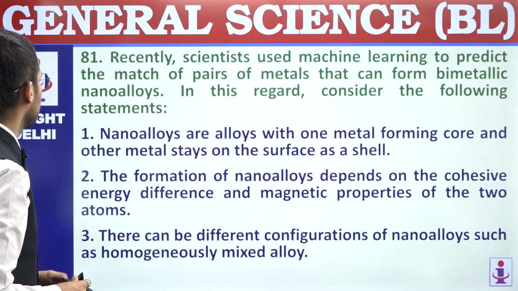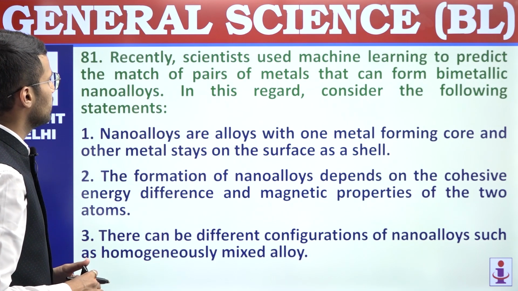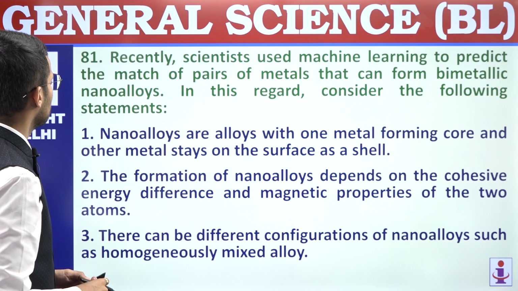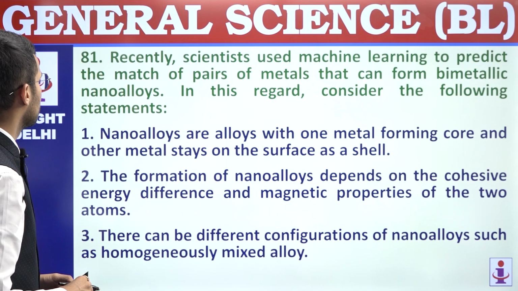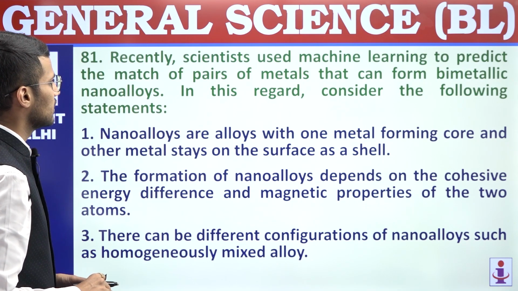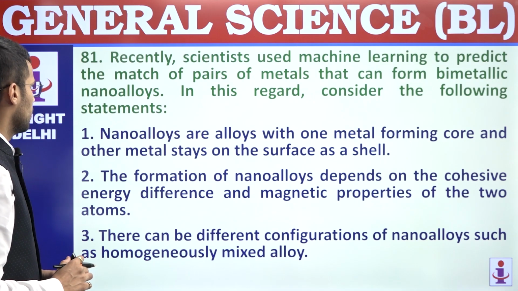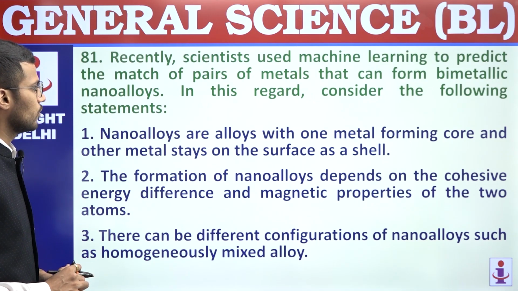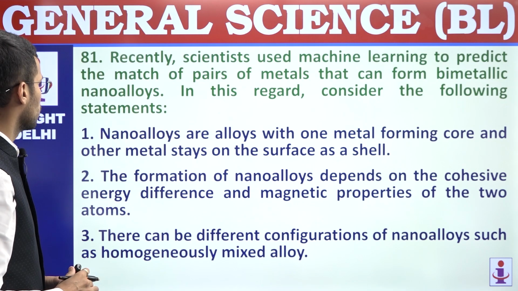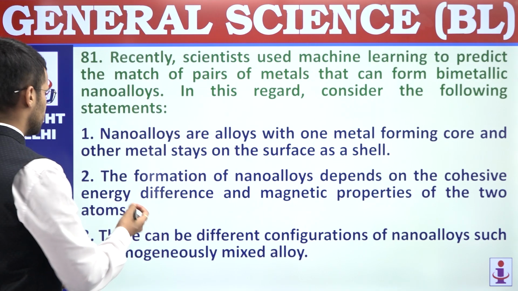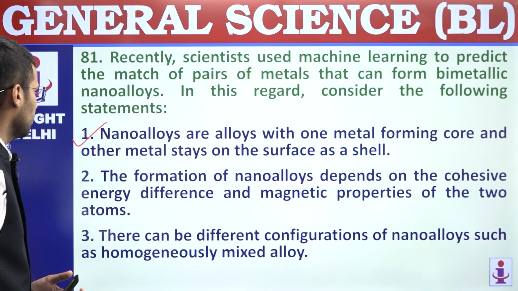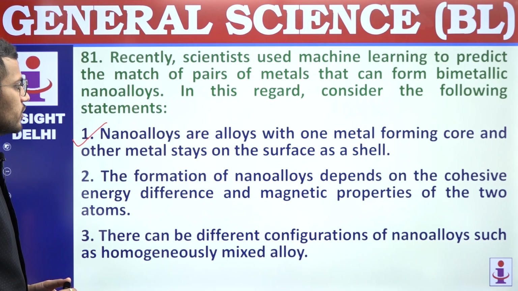Next question now, question number 81. Recently, scientists used machine learning to predict the match of pairs of metals that can form bimetallic nanoalloys. In this regard, consider the following statements. First, nanoalloys are alloys with one metal forming core and the other metal staying on the surface as a shell. So this statement is a correct statement. Second, the formation of nanoalloys depends on the cohesive energy difference and magnetic properties of the two atoms.